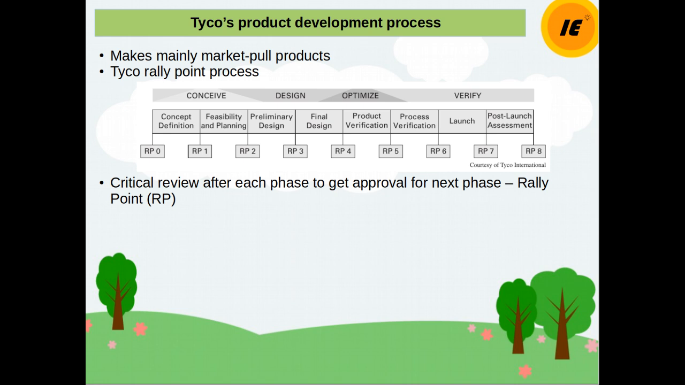If they think that it's not done correctly, then they have to repeat the concept definition work; it has to be done again by the same team. And if it is done well, then it will go to the next team, feasibility and planning. So that's how they are managing the whole process.